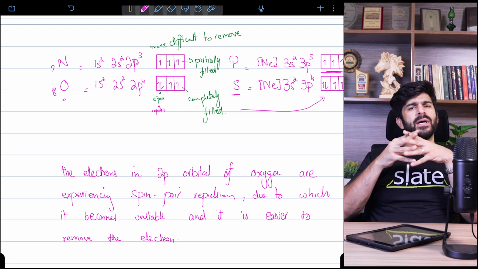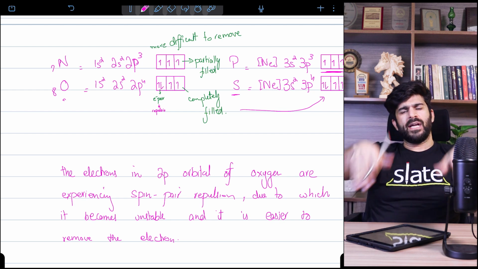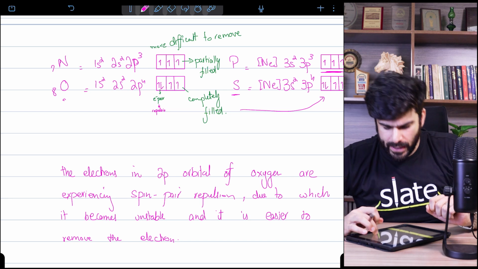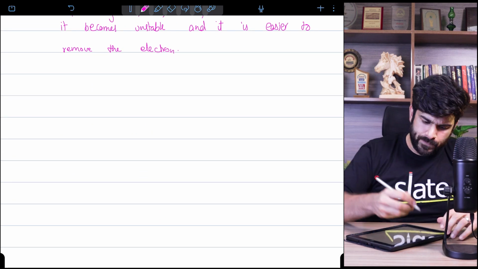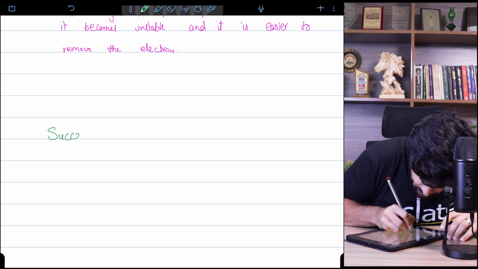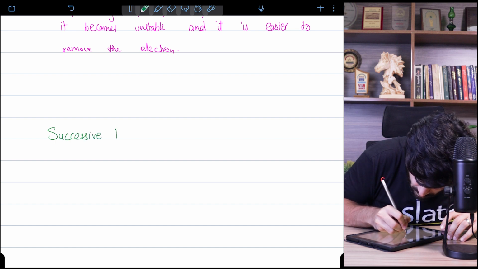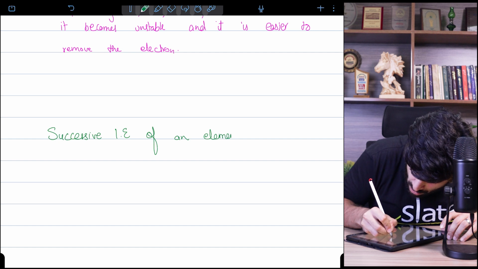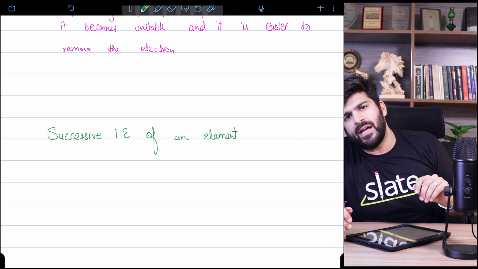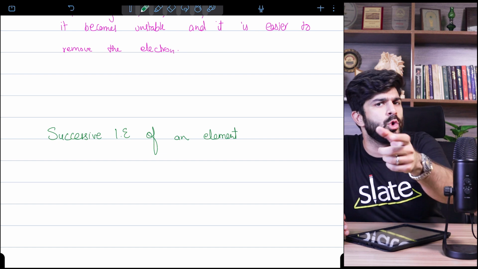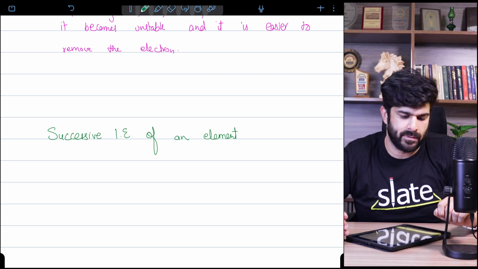These are fixed answers, my students. Almost every year you will get a question like that. That is one. Now, we will talk about successive ionization energies of an element. We can easily identify through the graph or through the values about the group number or the identity of an element.